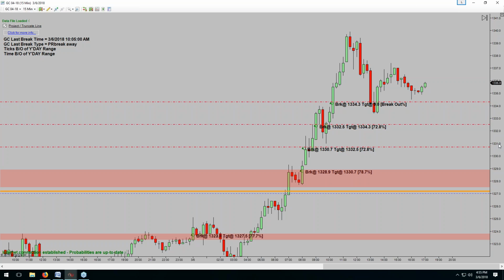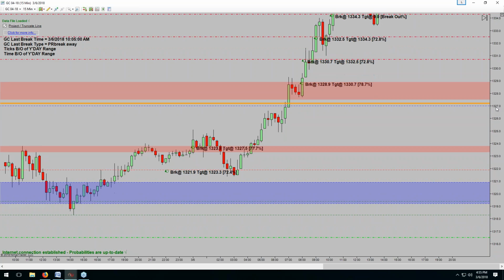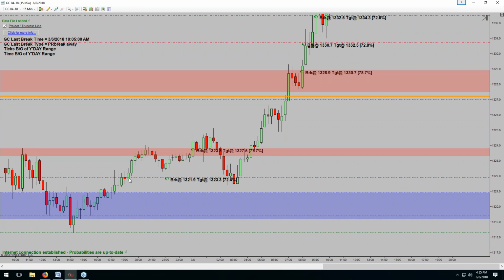So starting back here where we got the first break, now this is not likely a time that many people are going to trade gold. This is yesterday at like 7 p.m. You do get a signal there for a buy at 21.90 with a target of 23.30. 72.4% of the time it's going to hit that target. So you can see it hit the target. You buy here and it hits the target. But again, not realistic that most of us are trading gold at that time.